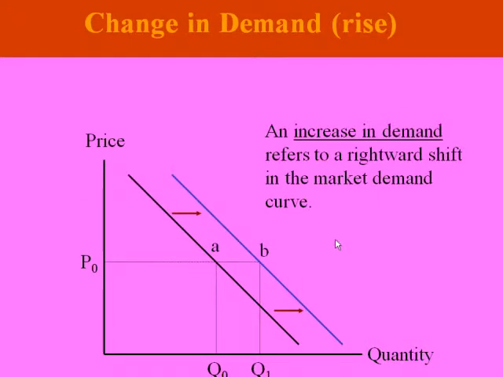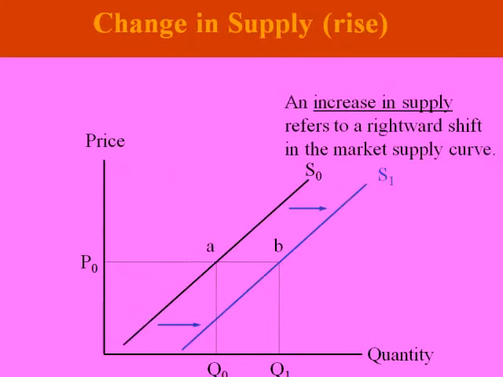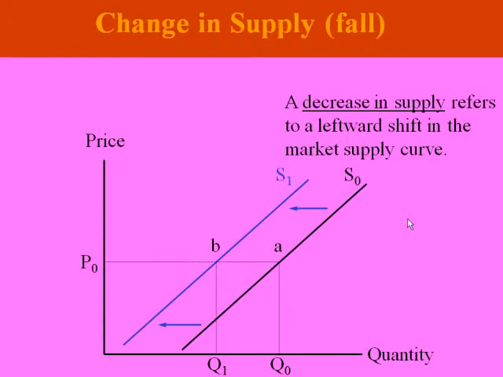The second type of change is rise and fall in demand. This is due to shift factors, and in this case, the demand curve is leaving its place. This is called rise because it is moving towards the right side, and in this case, it is fall because it is moving towards the left side. Here we can see that the supply curve is leaving its place, it is moving towards the right, so this is rise in supply, and this is fall in supply.